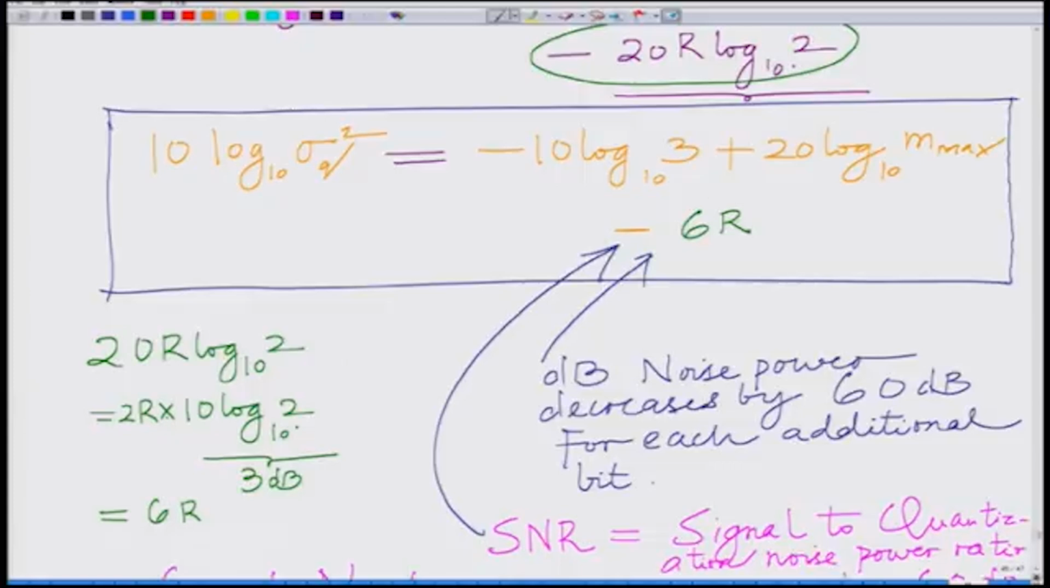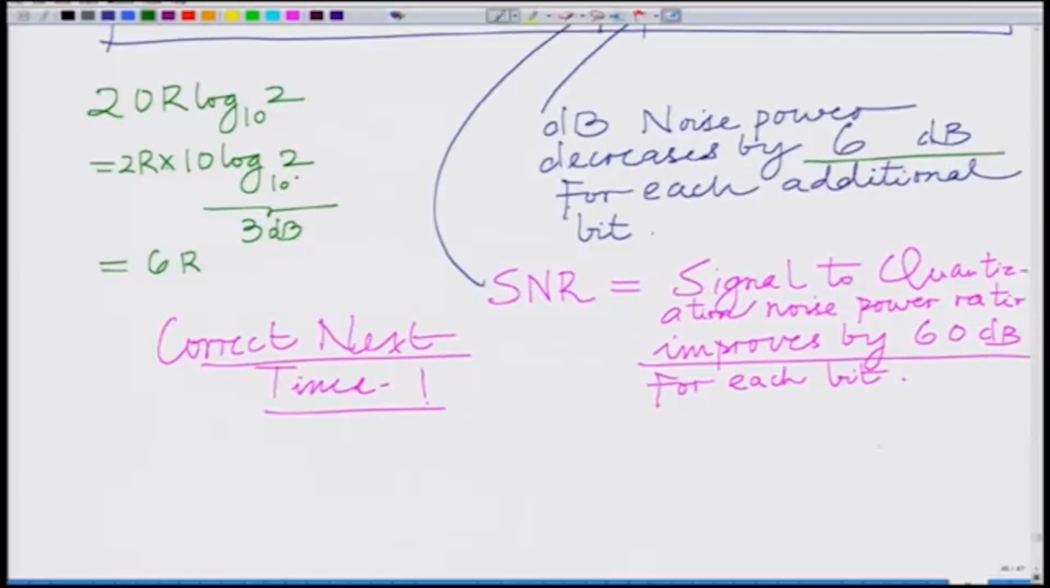Now, therefore, you can see that the dB noise variance decreases by a factor of 6 dB for each additional bit. That is, when r increases by 1, minus 6 r, the noise variance decreases by 6 dB. Therefore, the signal to noise power ratio improves by a factor of 6 dB. So, SNR, signal to quantization noise power ratio, improves by 6 dB for each additional bit.